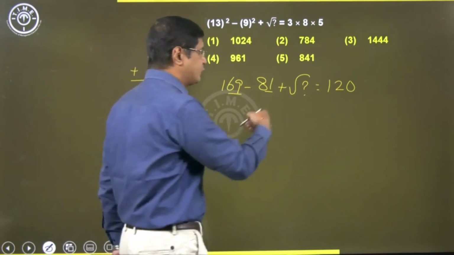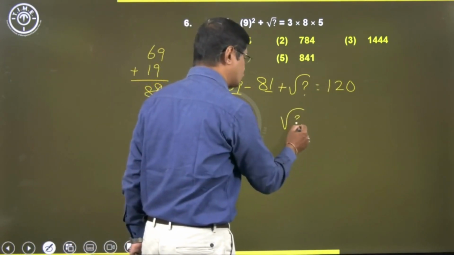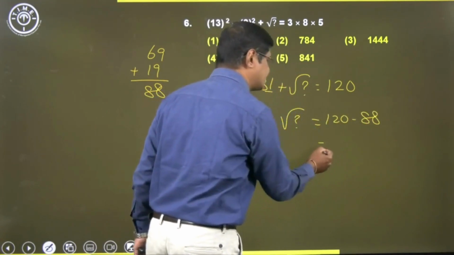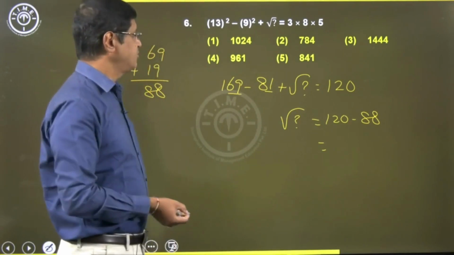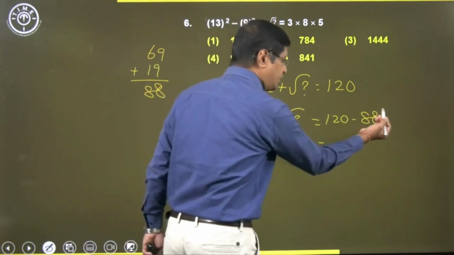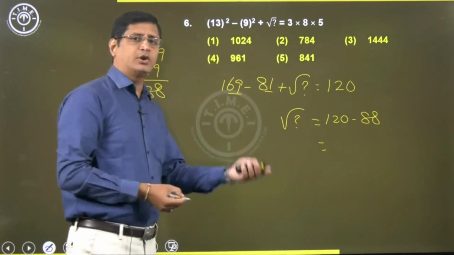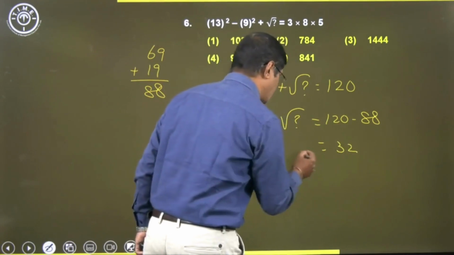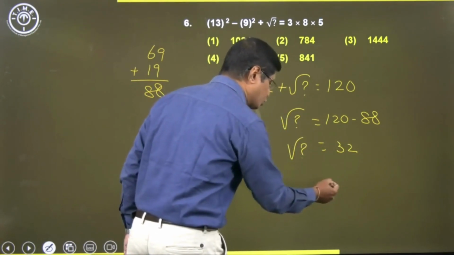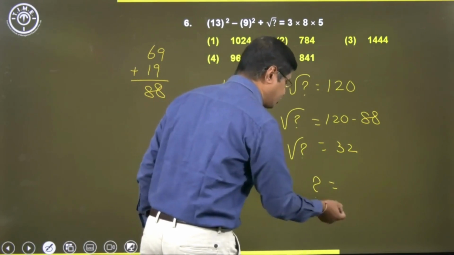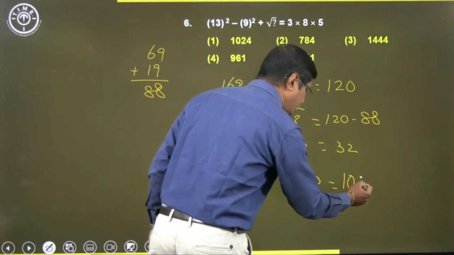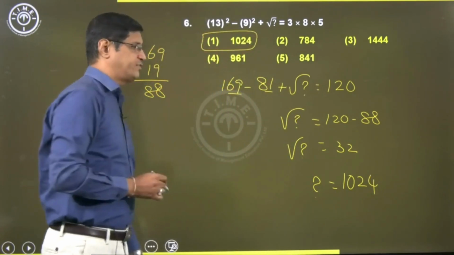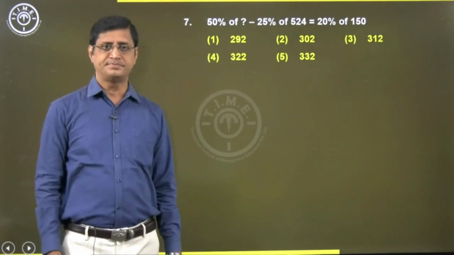Okay, so 88 when you take to the other side, the value of under root question mark is equal to 120 minus 88. What is the result? Just simplify this. 88 is 12 less than 100. 120 is 20 more. 12 plus 20, that is 32. So under root question mark is equal to 32. Squaring on both sides, question mark is equal to 32 square. The value is 1024. Right choice, option 1. First choice is the correct option.